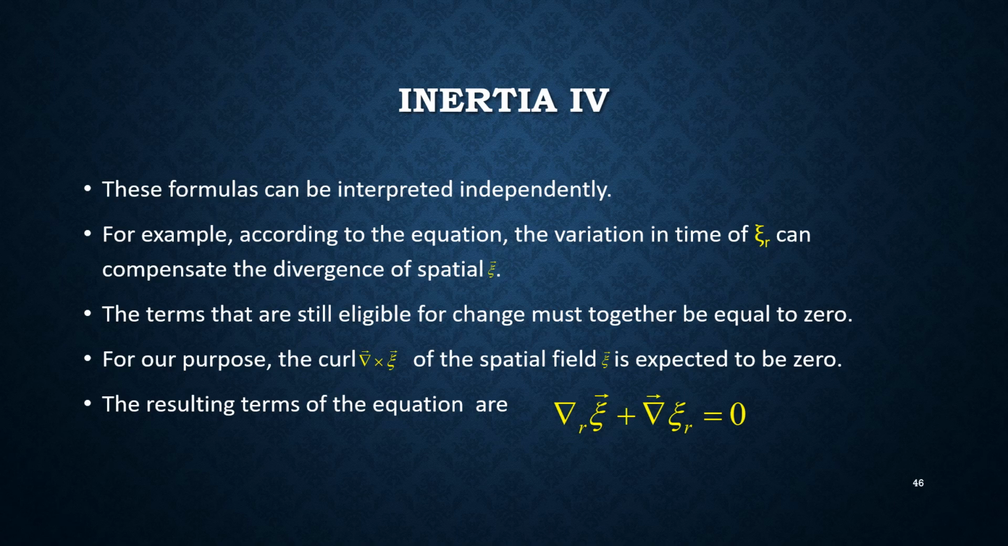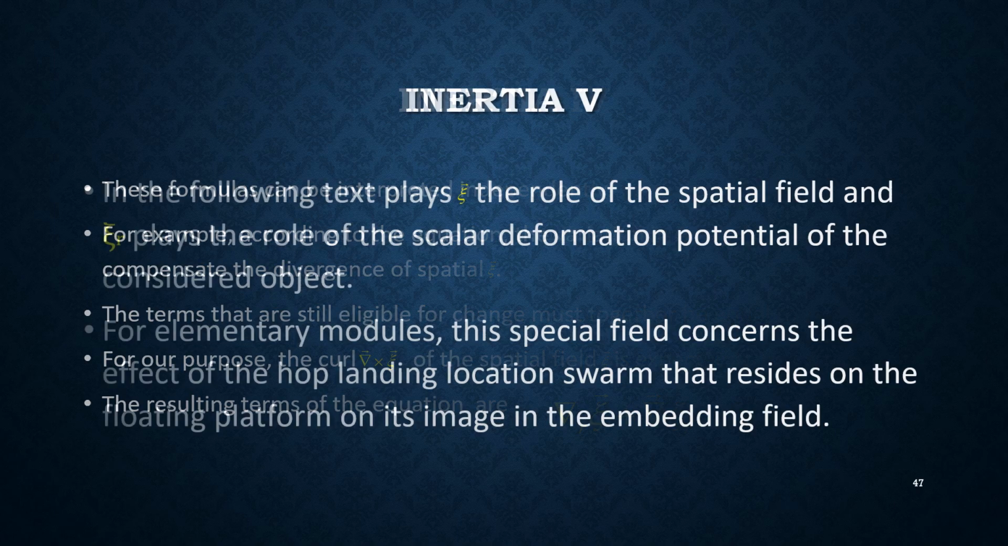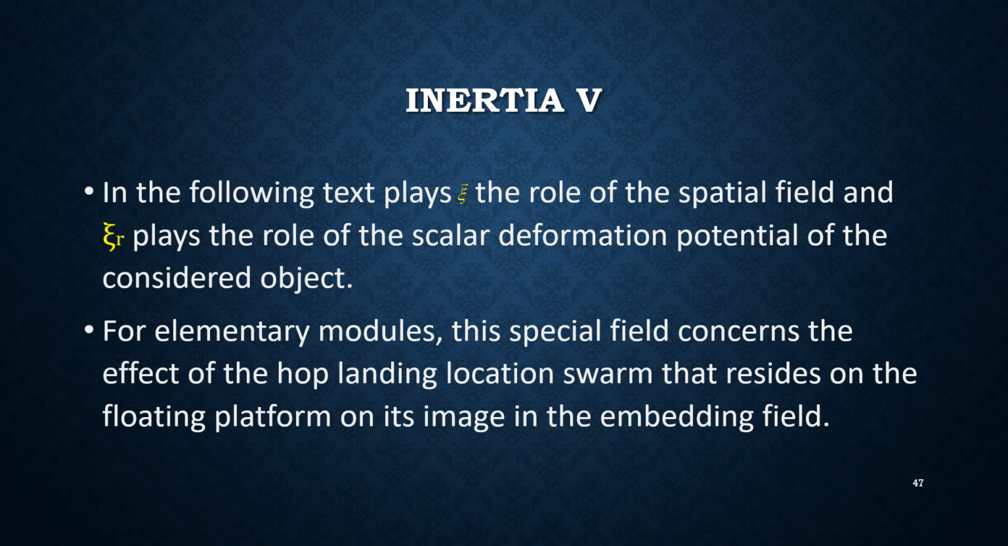The terms that are still eligible for change must together be equal to 0. For our purpose, the curl of the spatial field psi is expected to be 0. The resulting terms of the equation are: in the following text psi plays the role of the spatial field and psi r plays the role of the scalar deformation potential of the considered object.